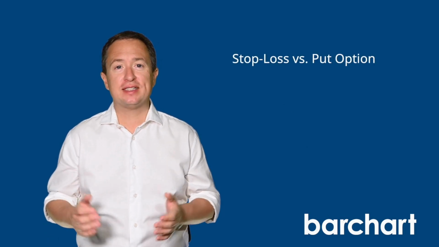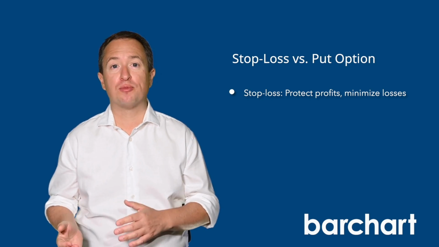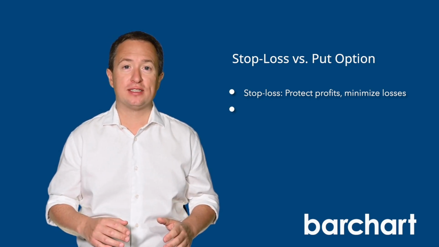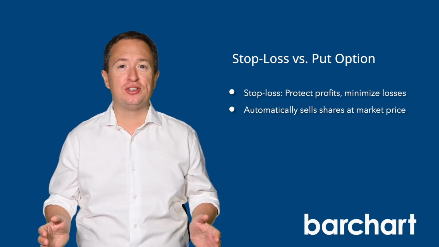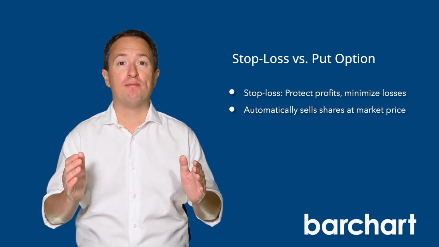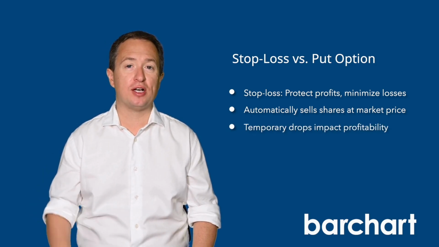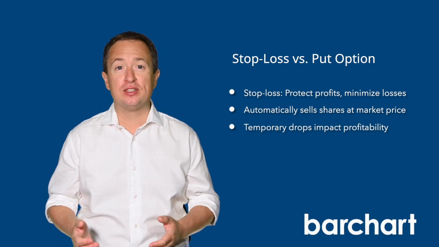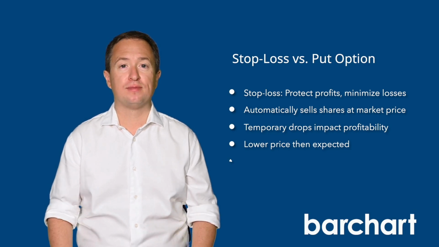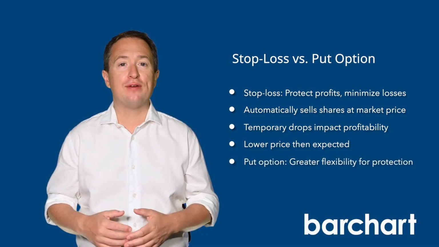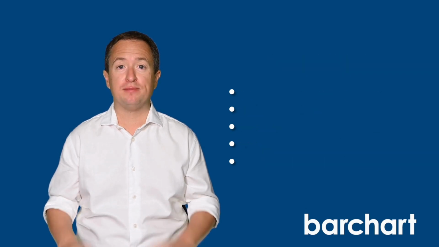Now, traders sometimes use a stop loss for their shares to protect their profits or minimize losses. However, a stop loss automatically sells your shares at the current market price when the underlying stock reaches the stop loss price. And that means that you could get a lower price than expected on the sale. A put option allows you to protect your shares with a larger degree of flexibility.